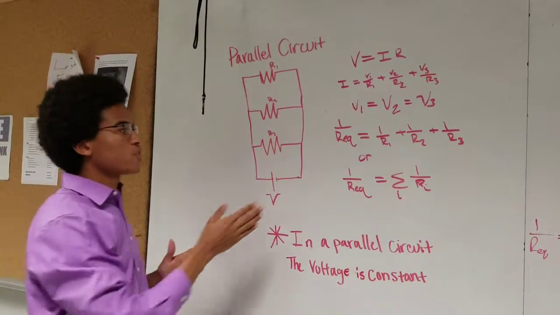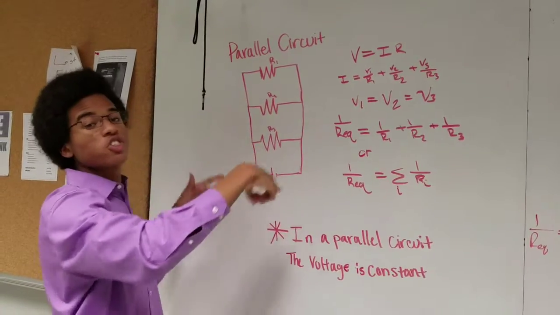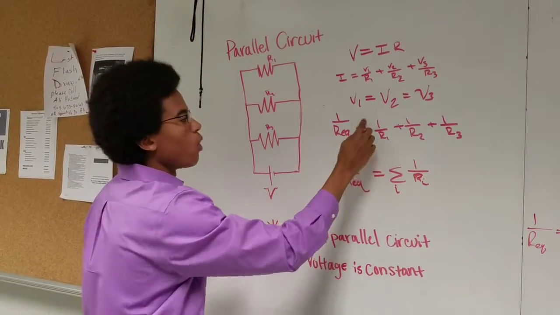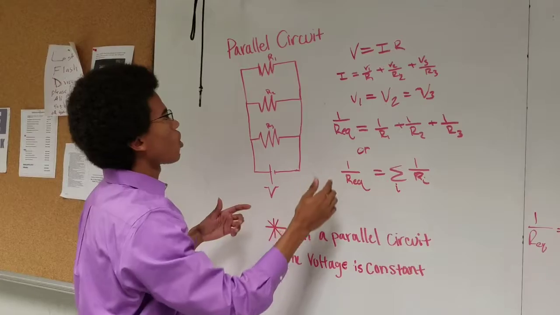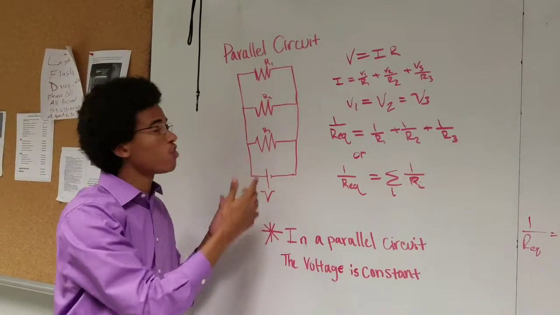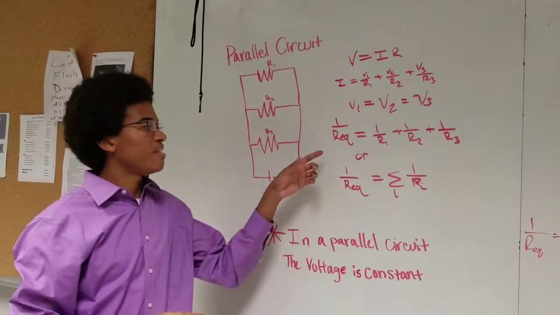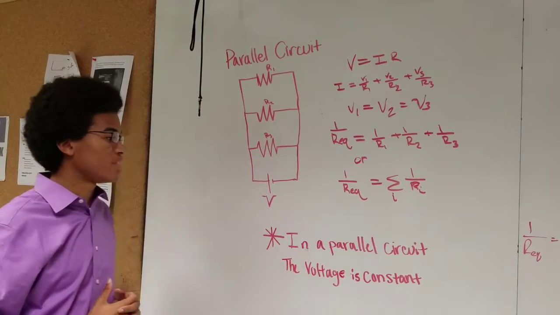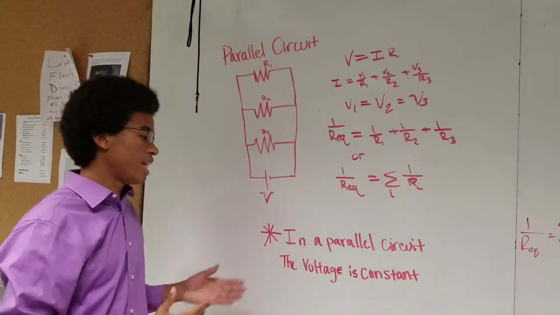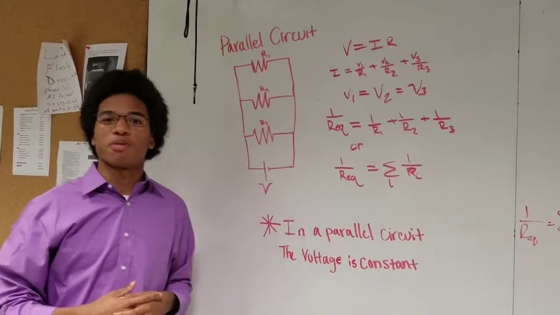And so to find the total resistance within a parallel circuit, we have 1 over each resistance. So 1 over R1 plus 1 over R2 plus 1 over R3. That equals the inverse of the total resistance in a parallel circuit. And we know that the voltage is constant throughout the parallel circuit.